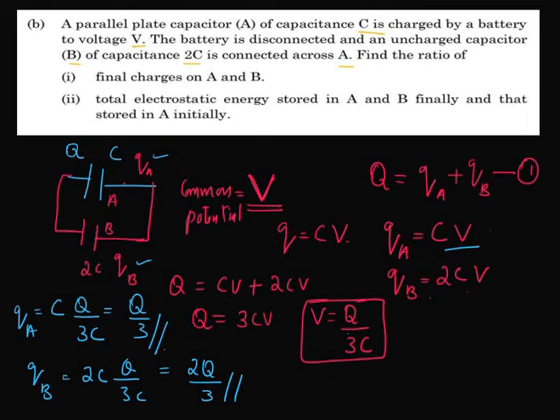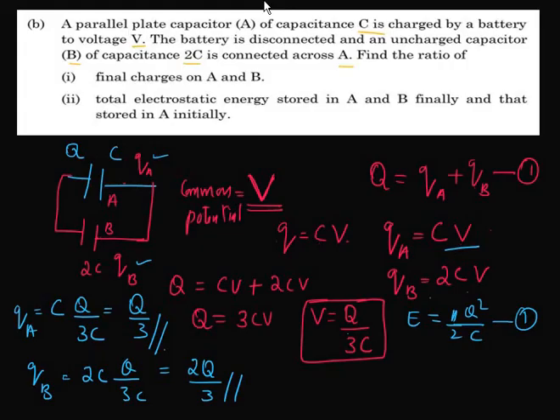In the second part of the question, we need to find the total electrostatic energy stored in A and B finally, and that which was stored in A initially. So we need to find the ratio of these two. What will be the energy stored in the beginning? In the beginning, we only have the capacitor C. The energy stored in the beginning will be half Q square by C, because Q is constant in the first, and the charge is 0 for the second capacitor. So the energy stored in the second capacitor in the beginning will be 0. This is the energy stored in the beginning.